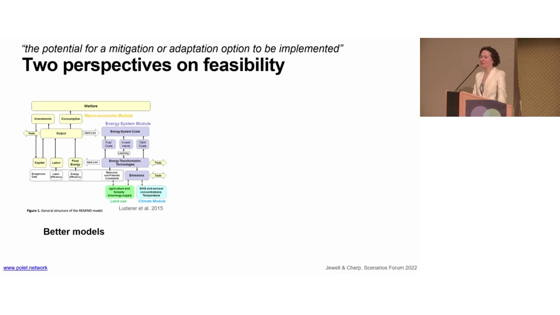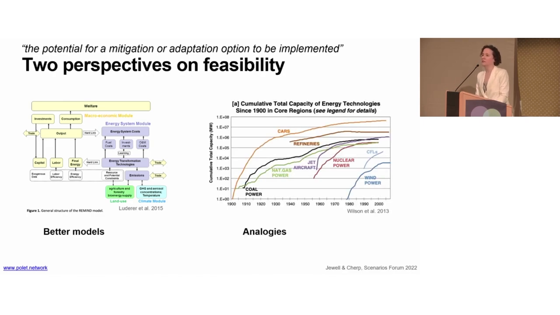One approach is to develop better and better models and incorporate more and more aspects of the world. The thinking here is that if we depict the world in a realistic and sophisticated enough fashion, then the futures and the scenarios that we depict will actually be feasible, or will approach feasibility. The other approach is to peer into the past and say, based on what we know about past transitions and past socioeconomic changes, what can we expect in the future? And which of these futures and scenarios are feasible?